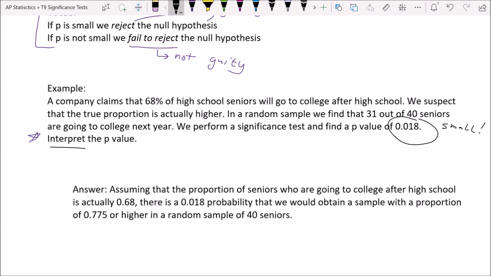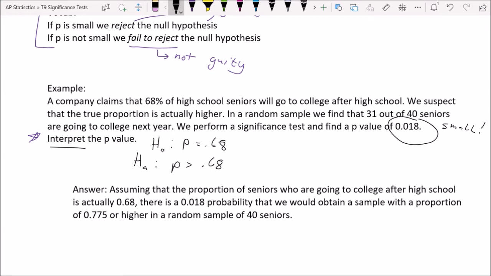Okay, now remember, a p-value is like a hypothetical if the null hypothesis were true. Maybe I ought to write out the hypotheses to make this a little bit easier. The null hypothesis in this example would be that the proportion is 0.68 and that the alternative hypothesis is greater than 0.68. Okay, so here's our answer. We're assuming, it's a hypothetical assuming the null is true. So that's what's going to be in this answer.